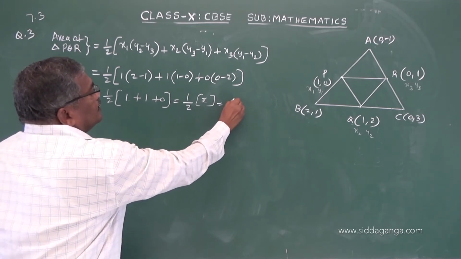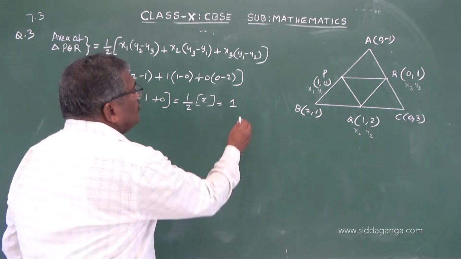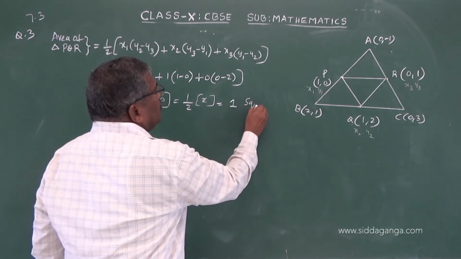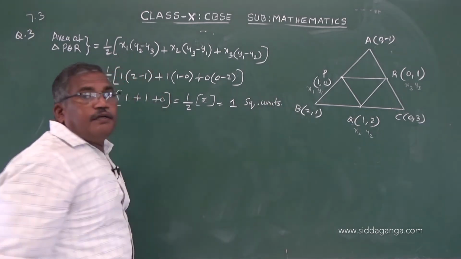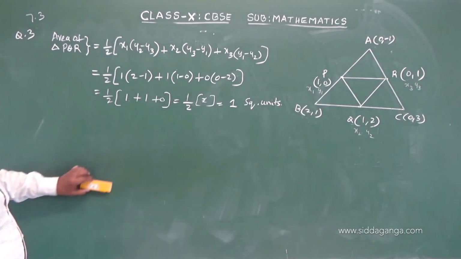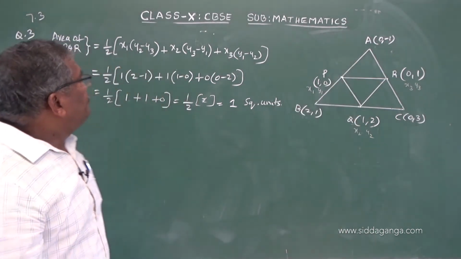1. So the area, because it is area, we will write it as 1 square units. Area is 1 square units. So now you calculate the bigger triangle area.